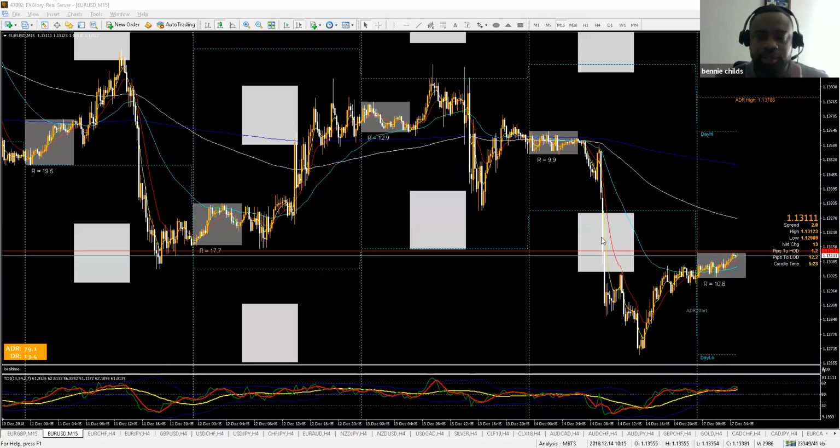All right, so with this template, what it has is this gray box. This dark gray box is our Asian session. It marks the Asian session. The light gray boxes mark our stop hunts. So this is how the market beta trader strategy works on a daily cycle.